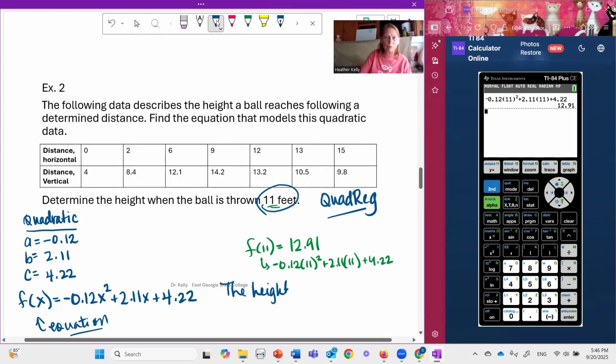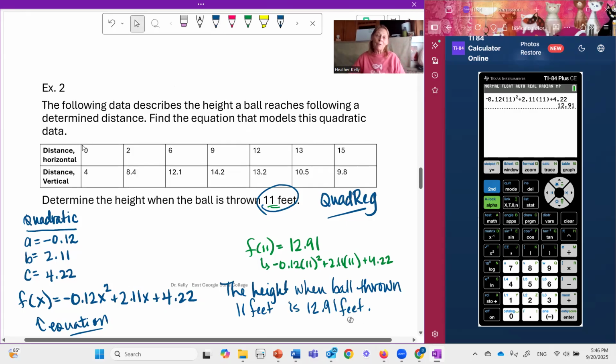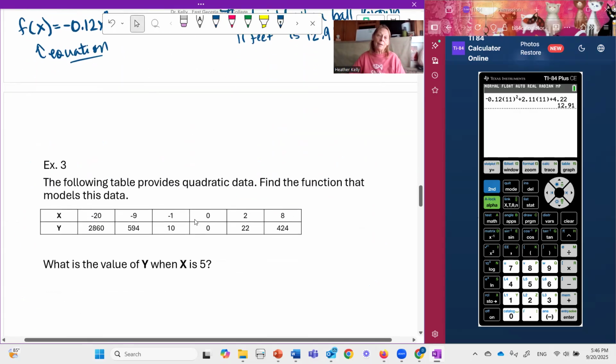I don't know what happened there. The height when the ball is thrown 11 feet is 12.91 feet. Okay. All right.